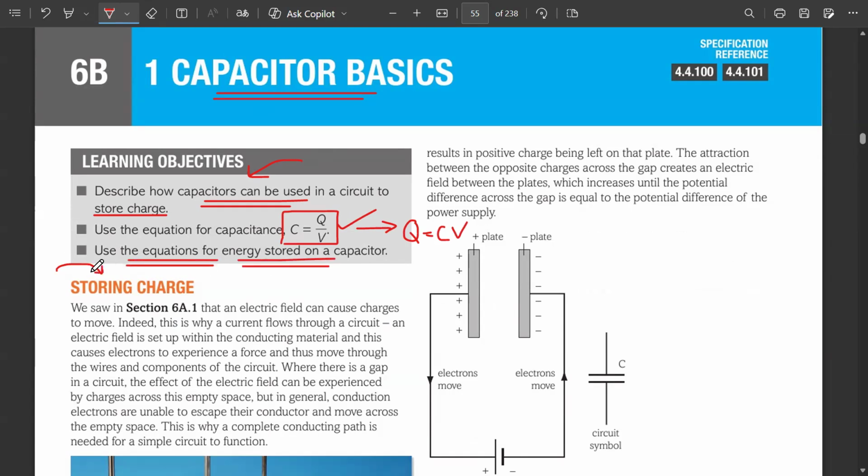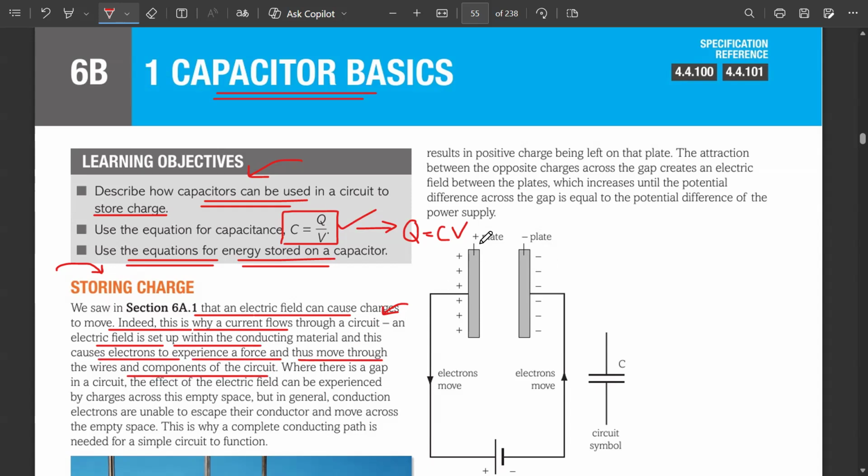If you talk about storing charge, we already saw that an electric field can cause charges to move, and indeed, this is why a current flows through a circuit as well. When an electric field is set up within the conducting material, this causes the electrons to experience a force and move through wires and components of the circuit as well.